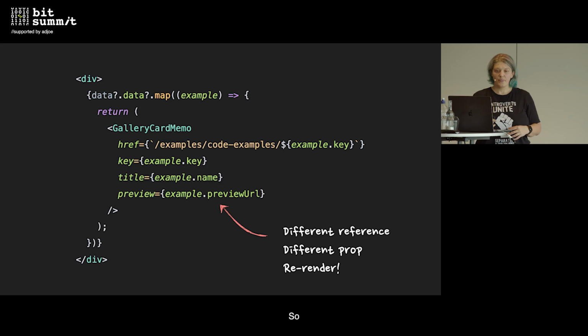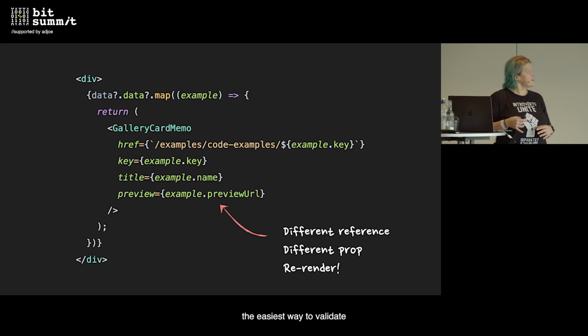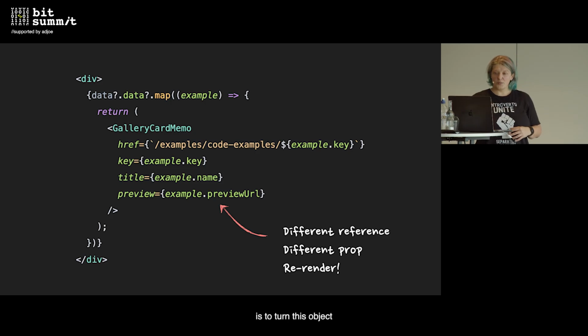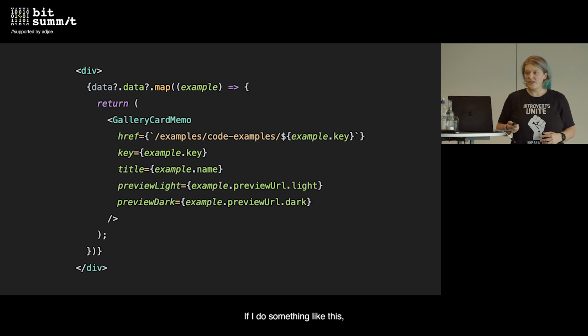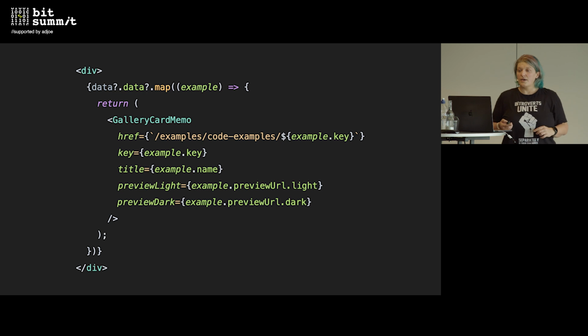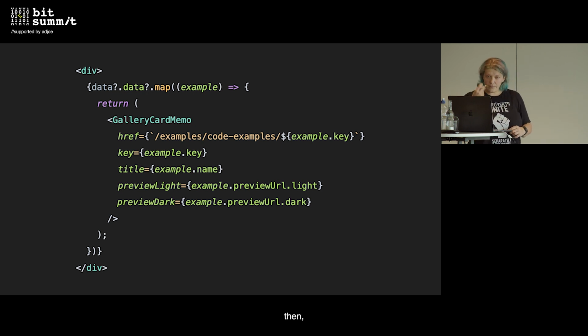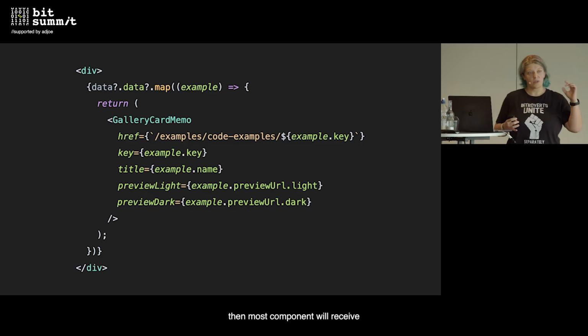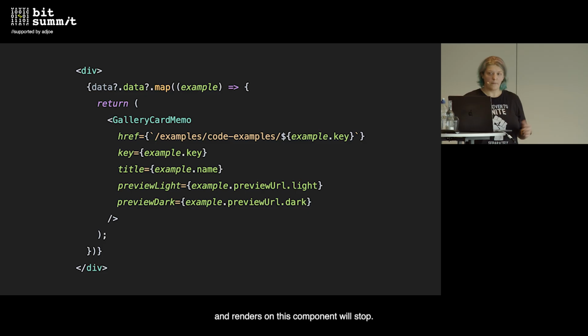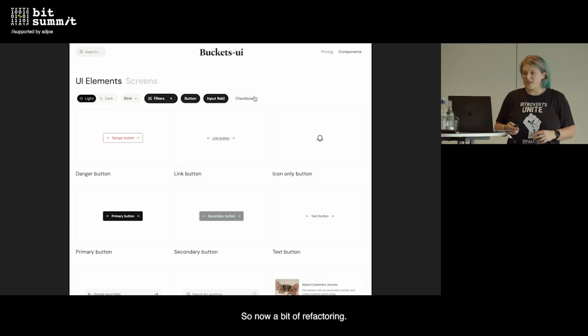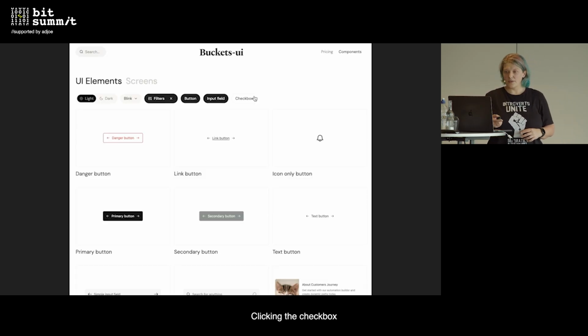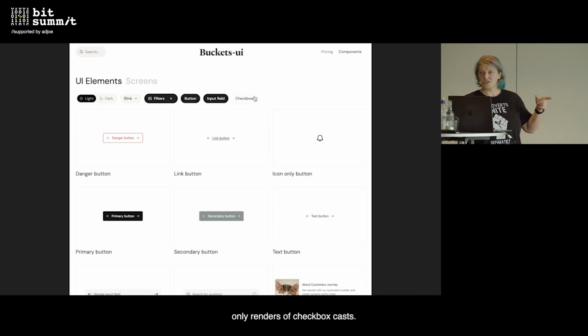So the easiest way to validate my assumption, to see whether it's wrong or not, is to turn this object into primitive props. If I do something like this, then in theory, the memoized component will receive only primitive values, and re-renders on this component will stop. So now a bit of refactoring, clicking the checkbox. No more re-renders, no more unnecessary re-renders, only re-renders of checkbox cards.